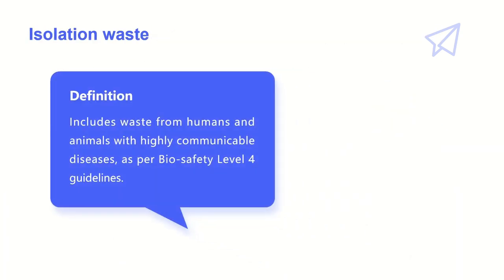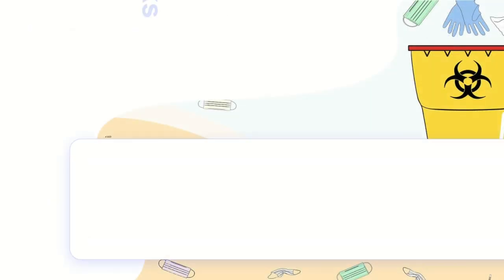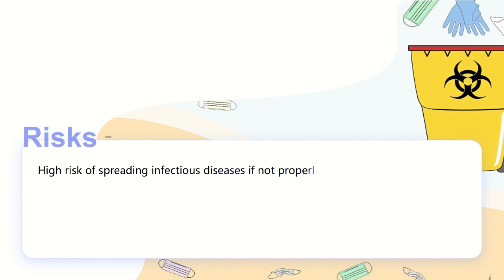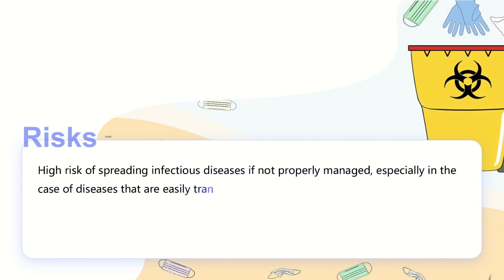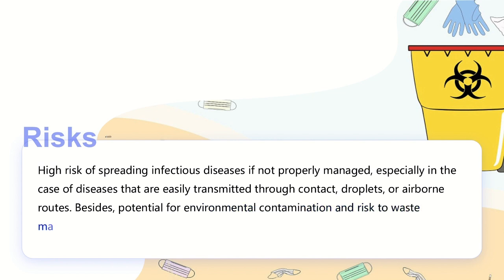Isolation waste includes waste from humans and animals with highly communicable diseases. If isolation waste is mismanaged, the risk of spreading infectious diseases is high, especially in the case of diseases that are easily transmitted through contact, droplets, or airborne routes.